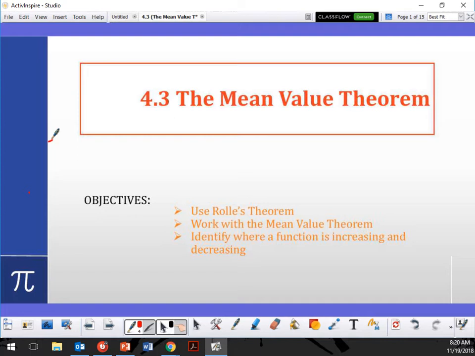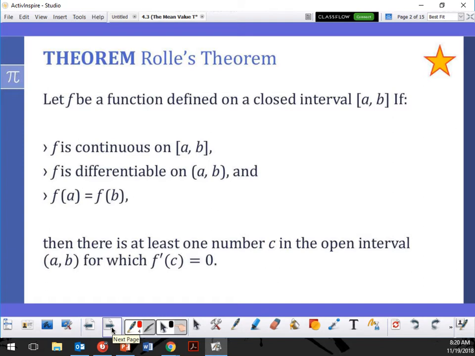The mean value theorem. Use Rolle's theorem. Work with the mean value theorem. Now, mean value theorem. It is not just the angry math teacher. Good stuff. See? All right. Let f be a function defined on a closed interval from a to b.